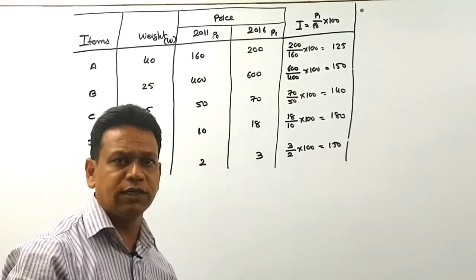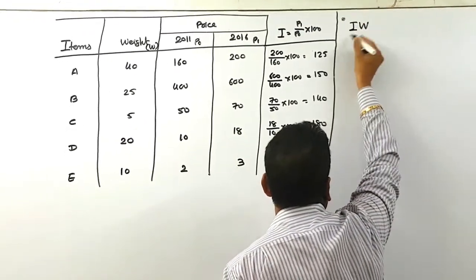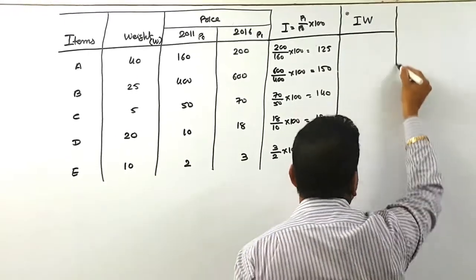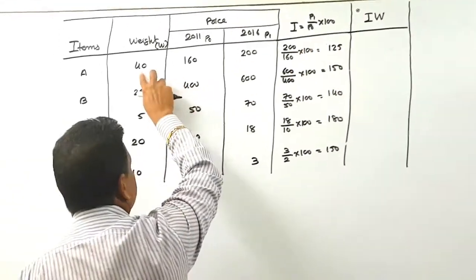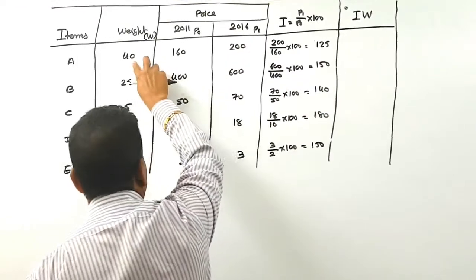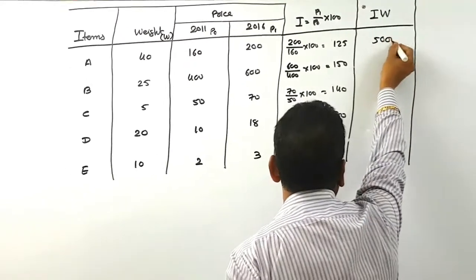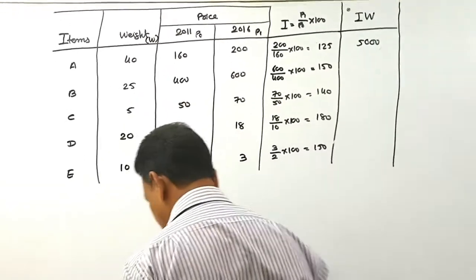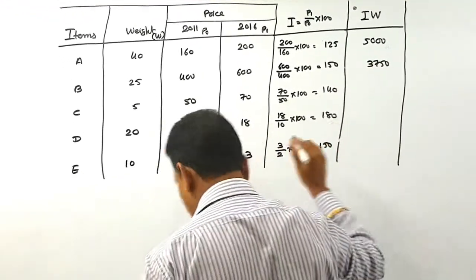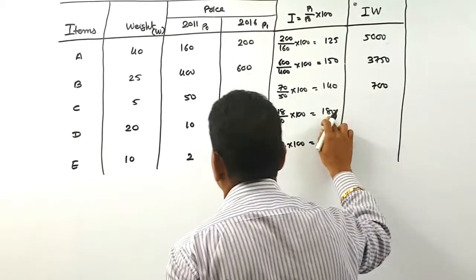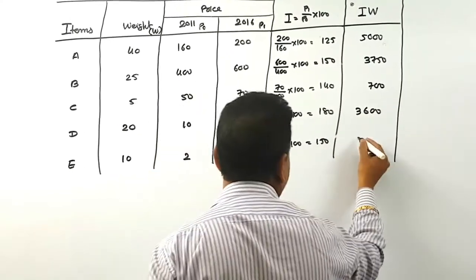So now which column needs to be prepared? It is IW. So the next column we have to prepare is IW, the corresponding multiplications of I along with its W. So 125 into 40, you can use your calculators. I have a textbook, so it is 5,000. And 150 into 25, 3750. Then 140 into 5, it is 700. 180 into 20, it is 3600. 150 into 10, it is 1500.